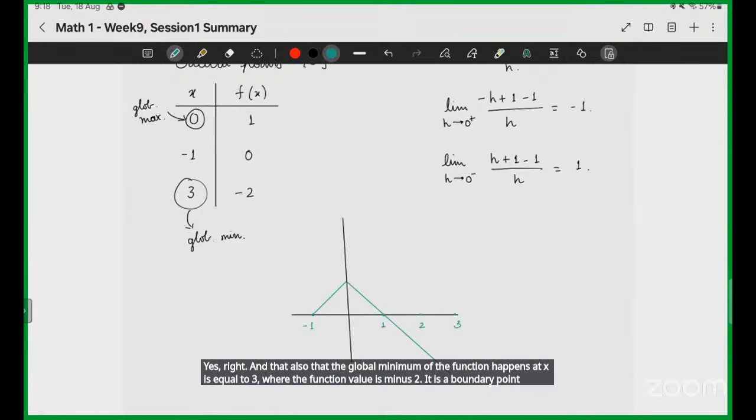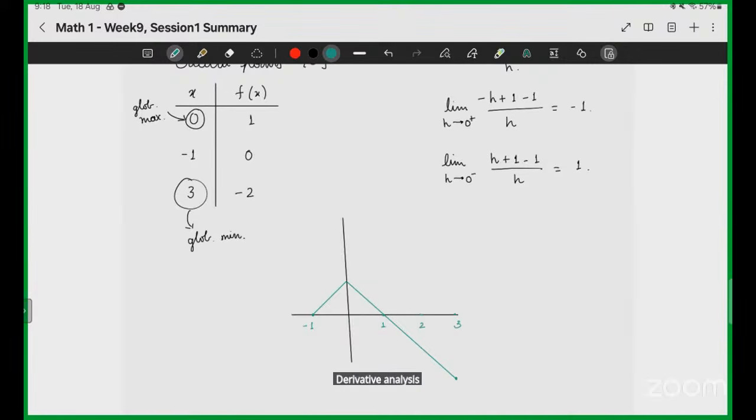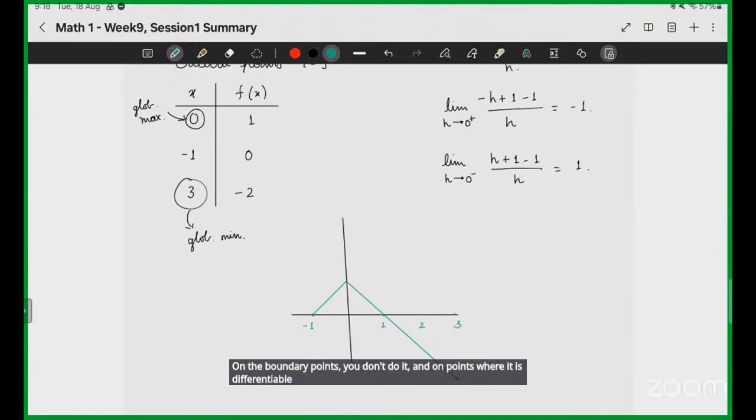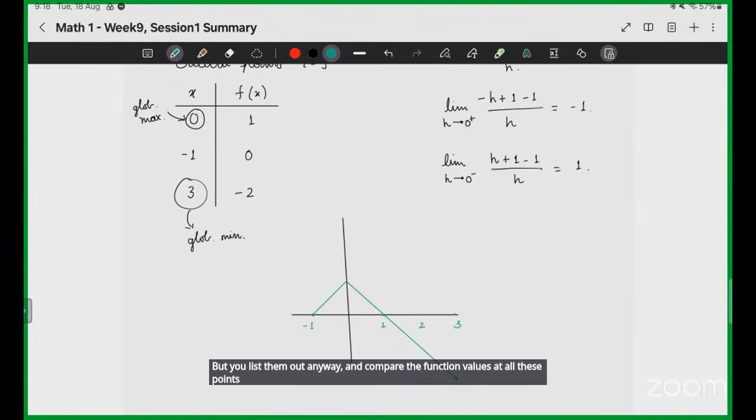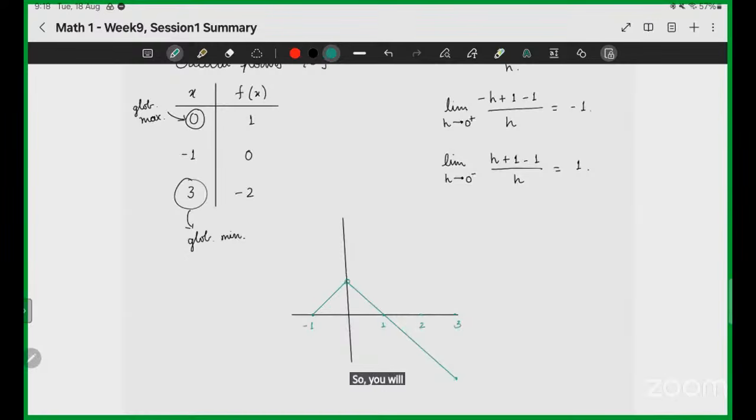So there we did not do any derivative analysis. On the boundary points, you don't do it. And on points where it is not differentiable, you don't do it. But you list them out anyway and compare the function values at all these points. So you will get the global minimum and maximum using just this procedure.